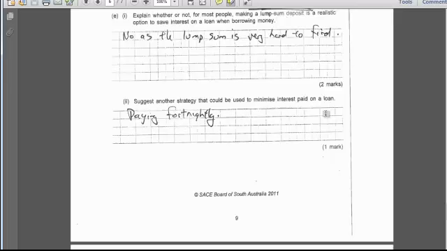So there you go. That's that paper. I think it's pretty fair, and if you're doing this, it should take you about 45 minutes worth of work. Okay. Cheers.